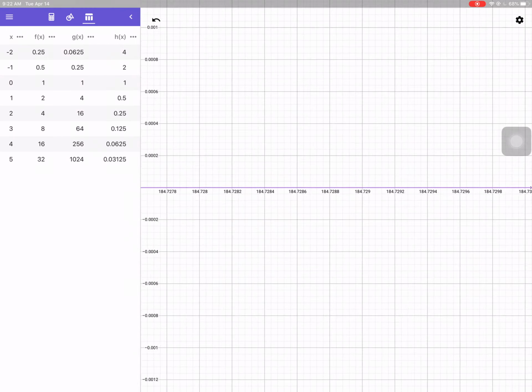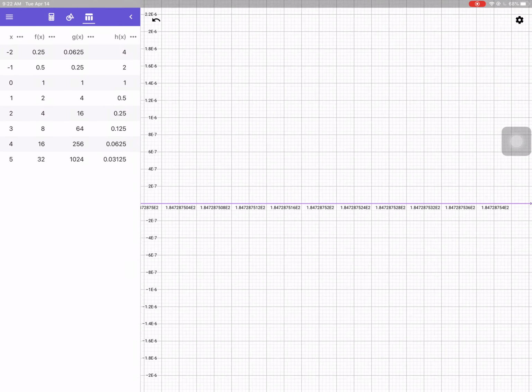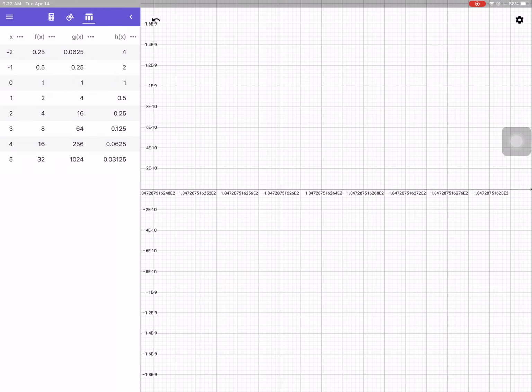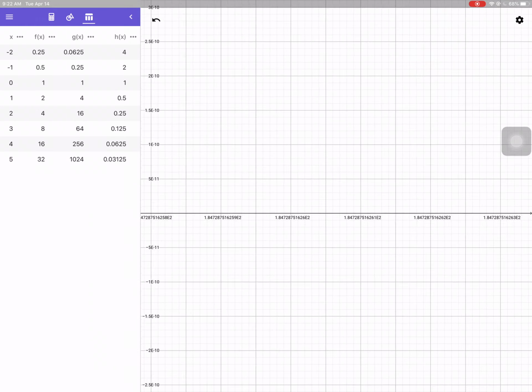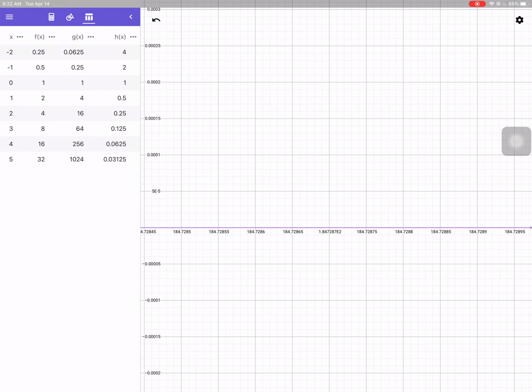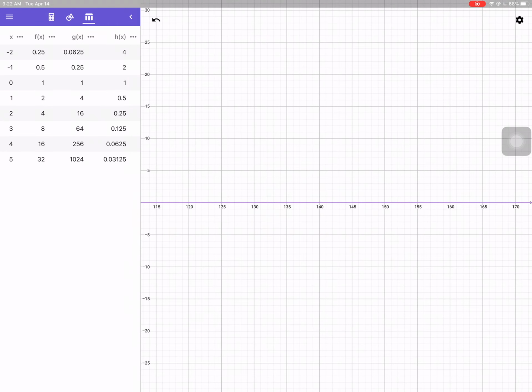Might break the iPad. Zooming in. I think I went too far. It's too hard to see. Yep, I broke it. Sorry about that.